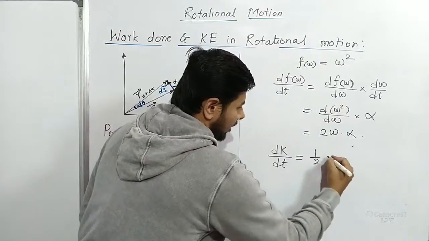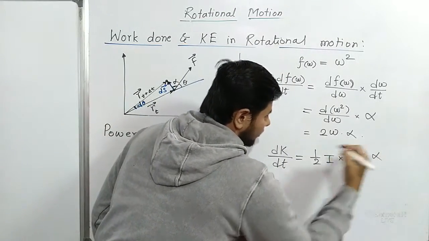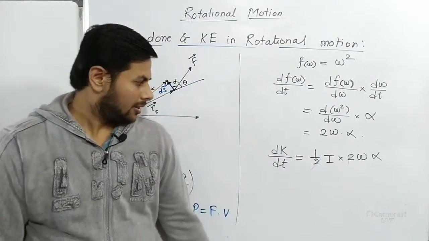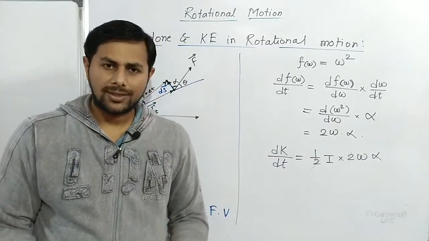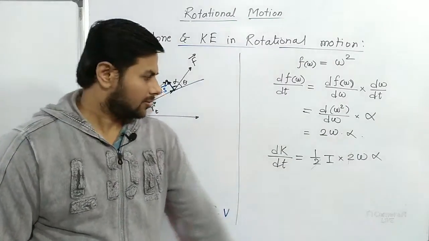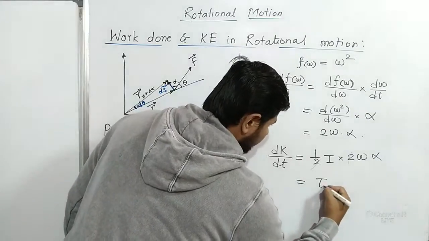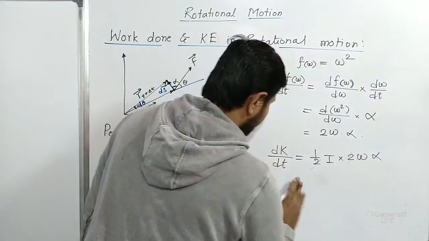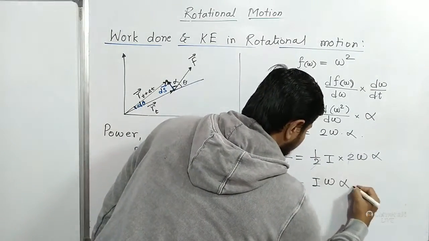So dK by dt is this thing. We had half of I over there, if you remember, multiplied by 2 times omega into alpha. The 2 and 2 get cancelled out. And what is I times omega? We have proved this in the last class. This is the torque. Or sorry, this is angular momentum, not torque. Let me keep this as it is. So it is I times omega times alpha.